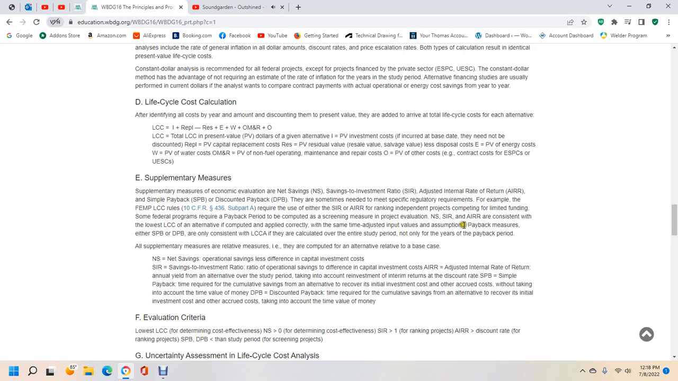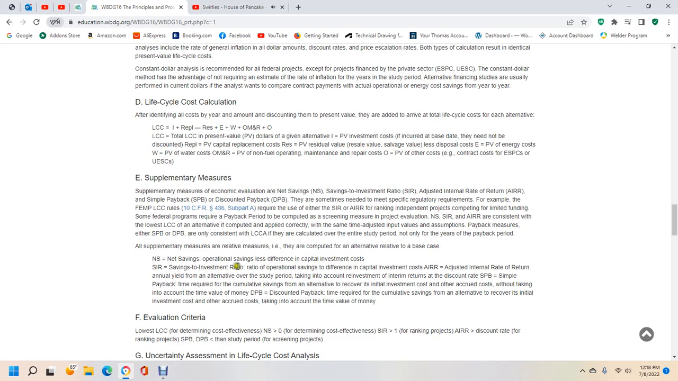Same type of adjusted input assumptions. Payback measures, either SPB (simple payback) or DPB (discounted payback), are accrued consistent with life cycle cost analysis, calculated over the entire study period, not only for the years of the payback period. All supplemental measures are computed for the alternative relative to the base case, such as net savings, the operational savings less the difference of the capital investment.